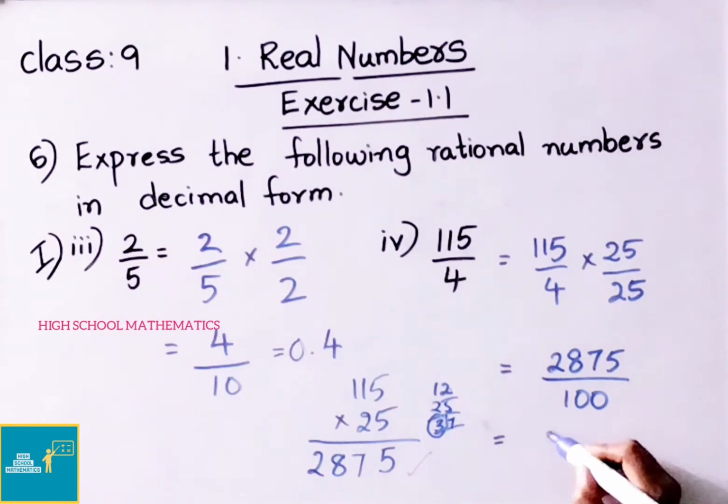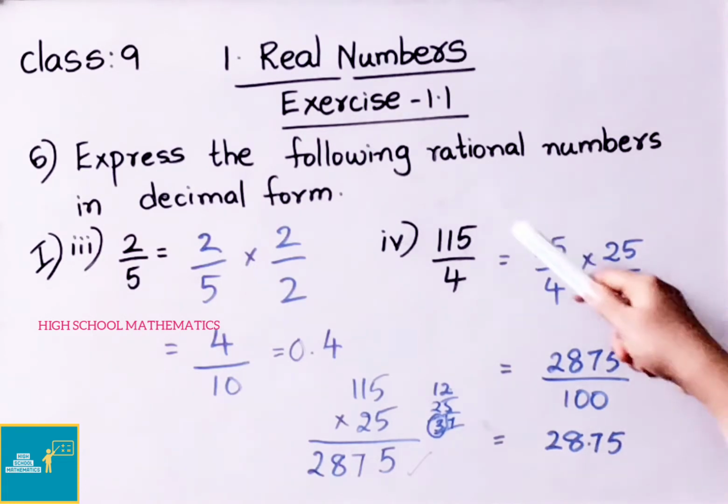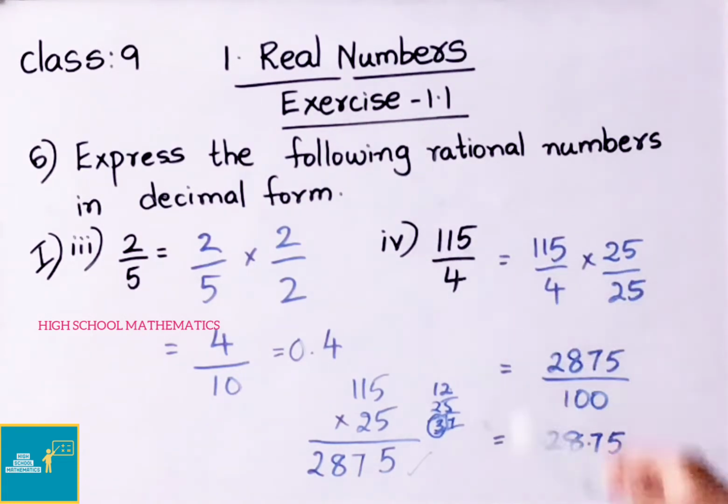First write down the numerator 2875. Now verify the denominator. Here we have 100. So from the right side, 2 digits before, place the decimal point. Now the answer is 28.75. So we have converted the rational number 115 by 4 to decimal form as 28.75.